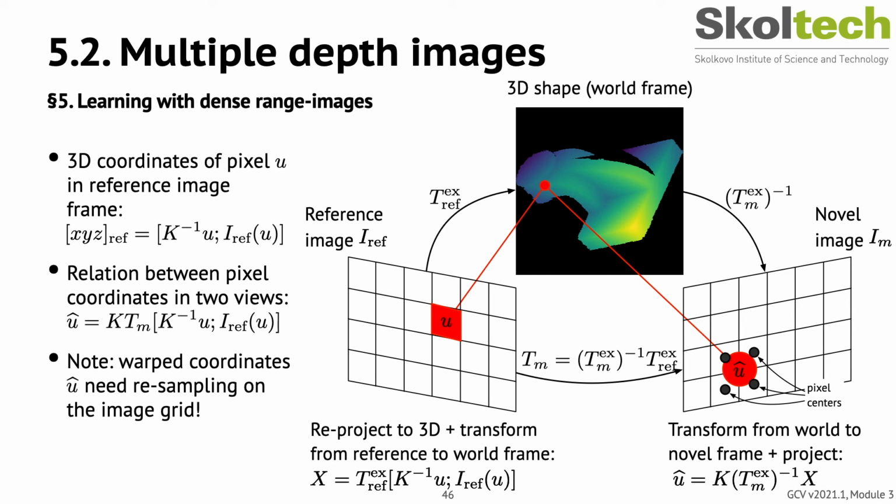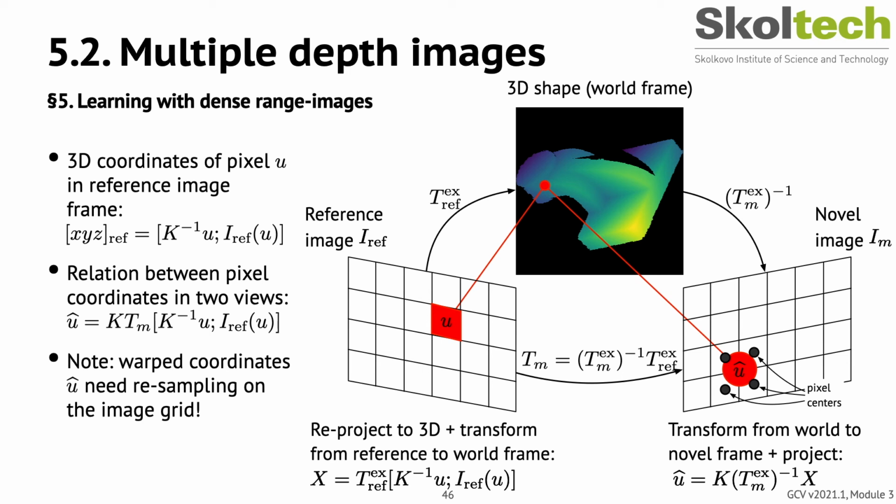Let us start by considering a reference view I sub ref and a pixel U in that view. Its depth value and prediction are related to those obtained from the other views by a simple transformation. First, we obtain 3D coordinates of pixel U in the reference image frame by unprojecting U to 3D using the intrinsic camera parameters. Next, we can compute the 3D point location of the pixel in the global frame to obtain X capital.